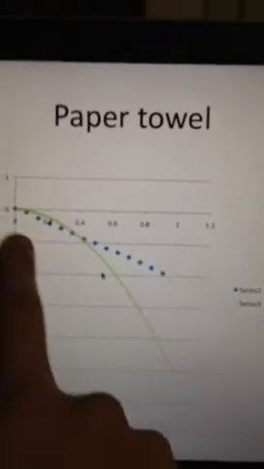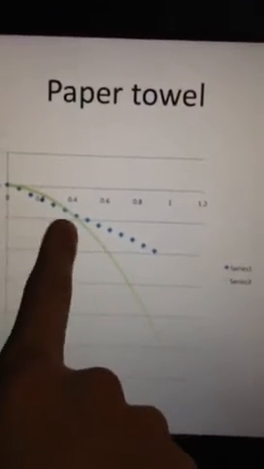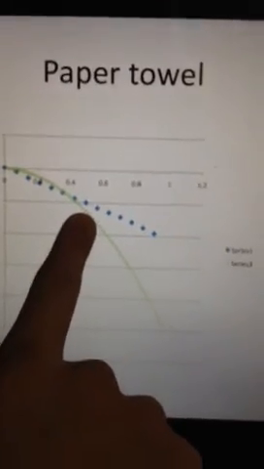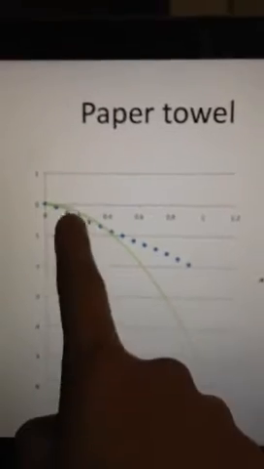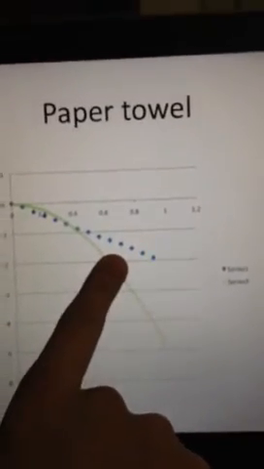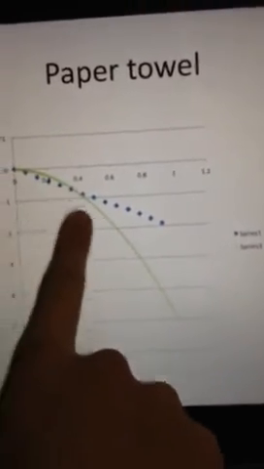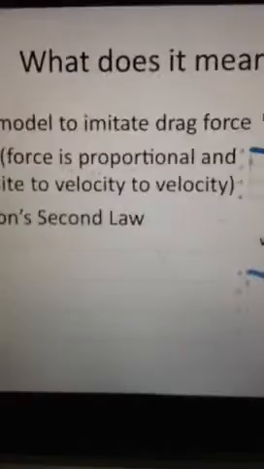I compared the data here too, and as you can see, the paper towel in real life didn't really increase in velocity at all. It almost began at the terminal velocity. Even though it's position versus time, you can tell the velocity by the slope of the line. The slope stays the same, therefore the velocity is staying the same. Yet the model in the green predicted that the velocity would keep increasing, which is not what happened. So we must find a better fit for this model.